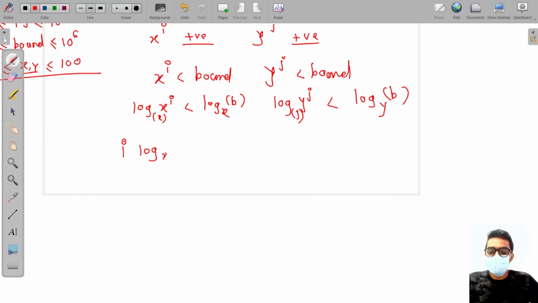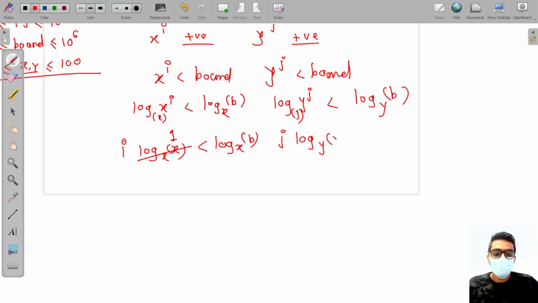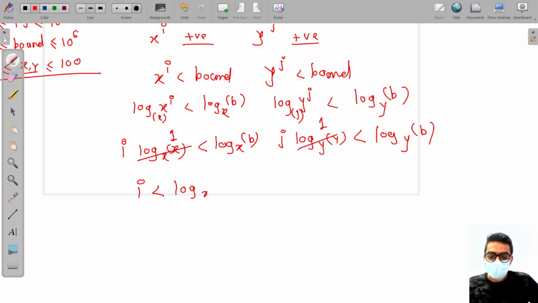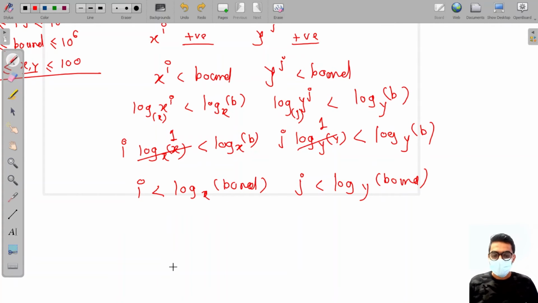So for solving this, i is at this point. Now log x to the base x is going to be 1, which is less than log of bound to the base x. Now at this point j is here, and log y to the base y is going to be 1 and less than log of bound to the base y. So i is less than log of bound to the base x, and j is less than log of bound to the base y. Now we need to solve this equation. If we solve this equation, our problem will be sorted.